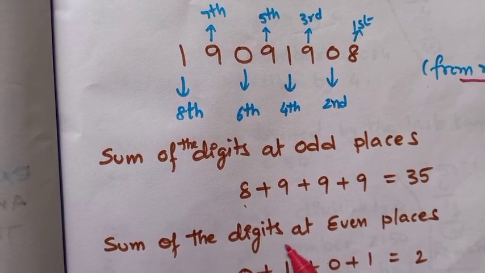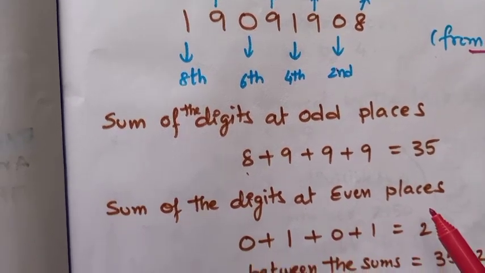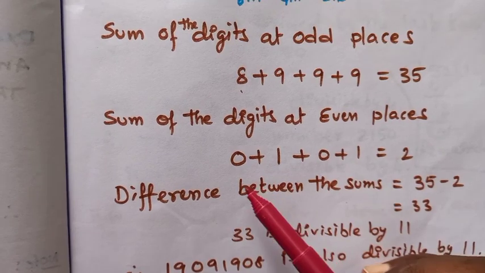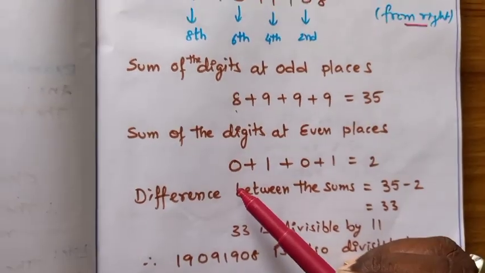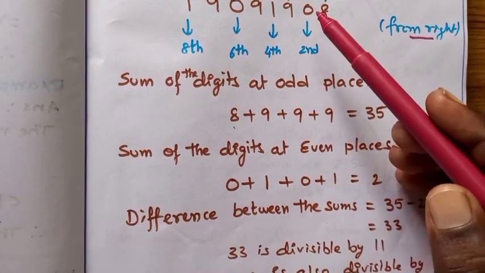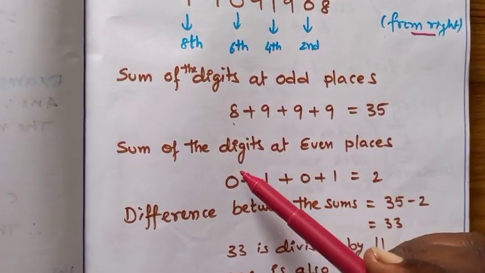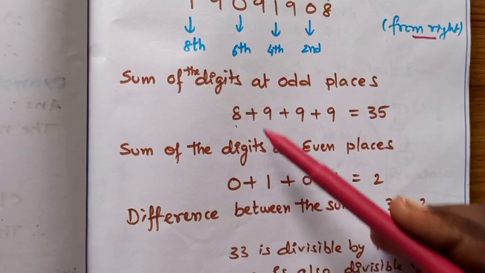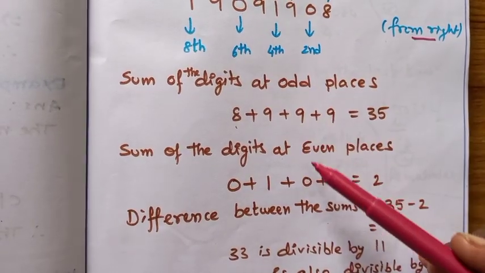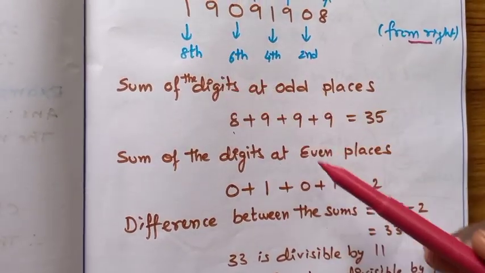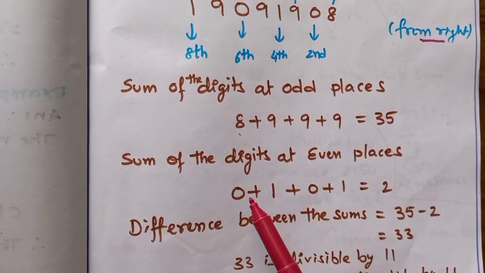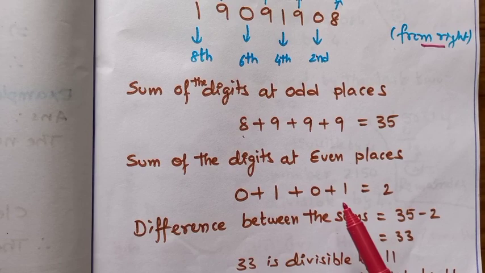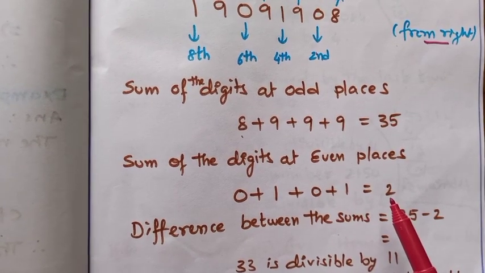Now, sum of the digits at even places. What are the digits in the even places? Even places: first 0, second place 0, fourth place 1, sixth place 0 and eighth place 1. By adding all these, 0 plus 1 plus 0 plus 1, we get 2.